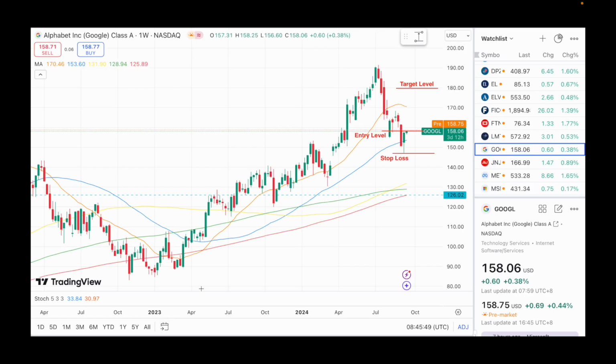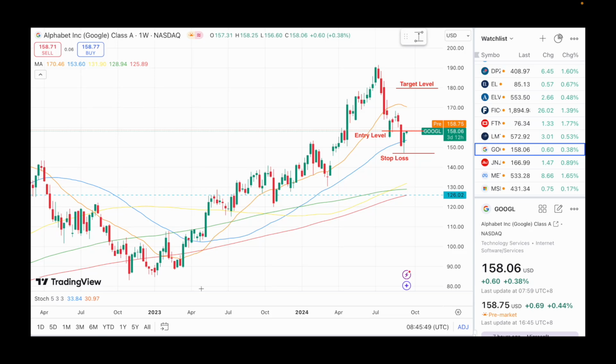Now let's move on to calculating the entry and target levels in trading. For example, I'm currently looking at the weekly chart of Google stock. Let's say I'm bullish on Google and I want to go long. I decide to buy Google at a price of 157 and place my stop loss at 146.78. What would my take profit level be?